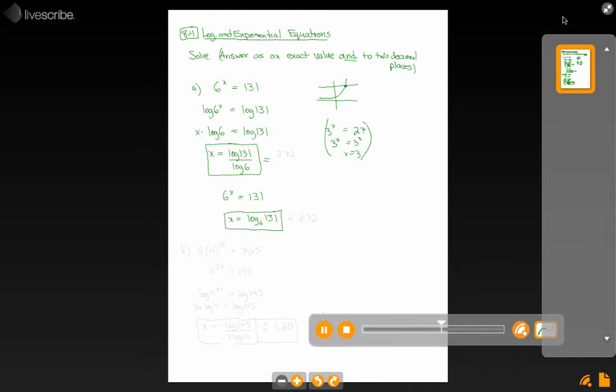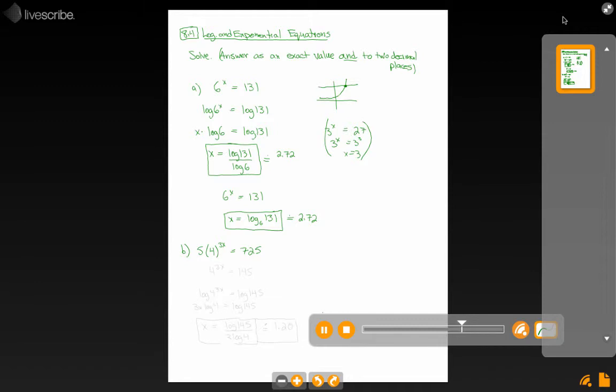But if you are asked to give the answer to 2 decimal places, we do have to crunch the numbers here and say what is log of 131 divided by log of 6, and you get approximately 2.72. And if your calculator does base 6, even more direct, but you still get 2.720899433, rounded to 2 decimal places. There you have it.